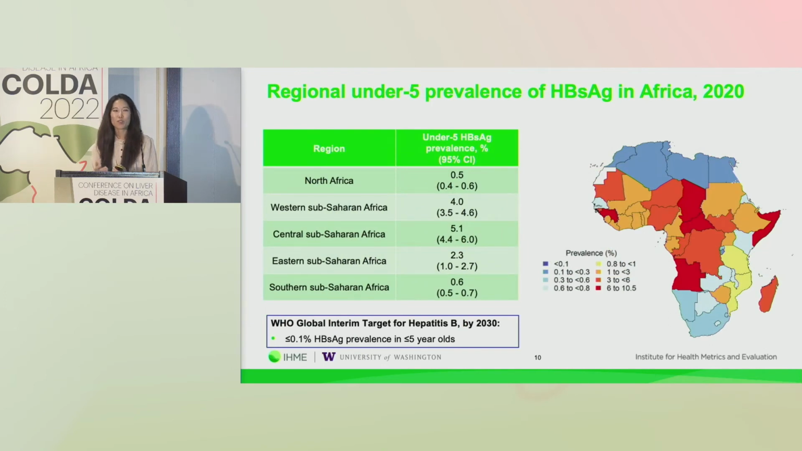Now zooming into the African continent and comparing it to the WHO's global interim targets for hepatitis B and hepatitis C. The prevalence of hepatitis B in Africa in children under 5 ranges from 0.5% in North Africa to 5.1% in Central Sub-Saharan Africa. You can see that the prevalence burden in young children is concentrated in Western Sub-Saharan Africa and Central Sub-Saharan Africa.